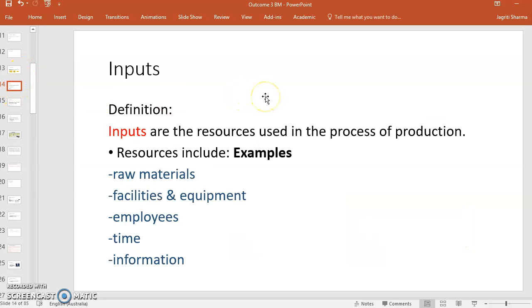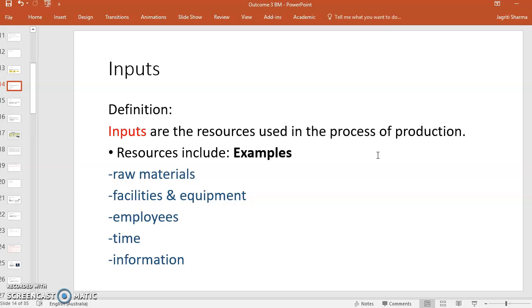Now, what are inputs? Inputs are the resources used in the process of production. Some of the resources that we can use as inputs are materials, something like raw materials, components and parts that can be consumed or converted by the transformation process. Now, capital equipment, machinery, equipment and property necessary to conduct operations. So facilities and equipment are also required: where you're going to put the machinery, where is going to be your office. So that is required as well.